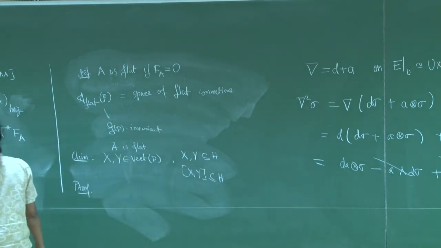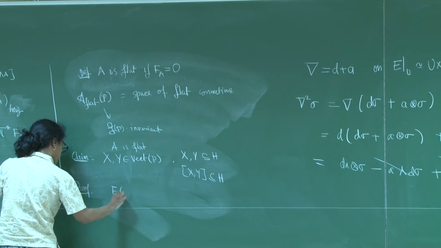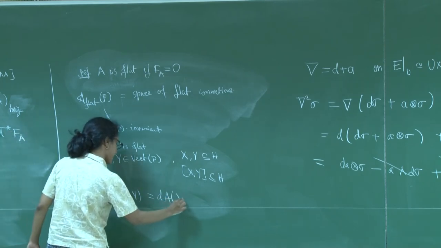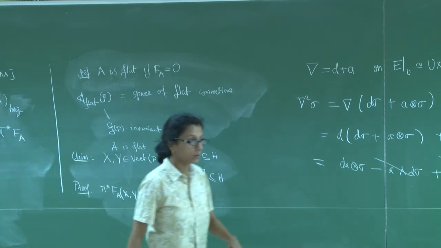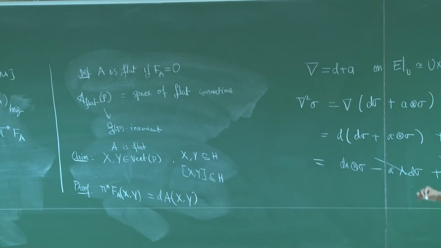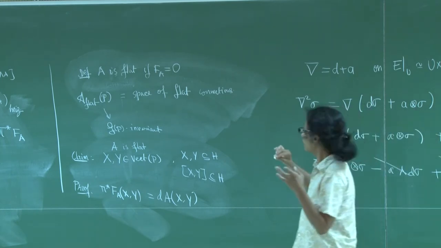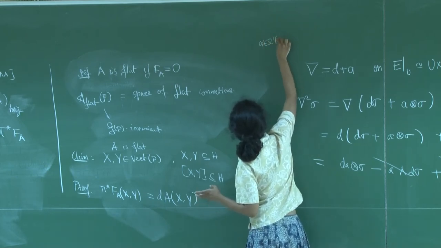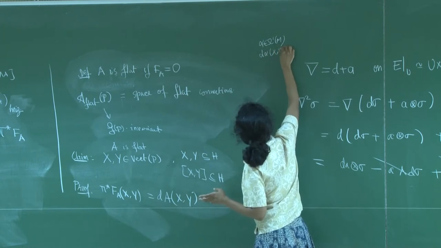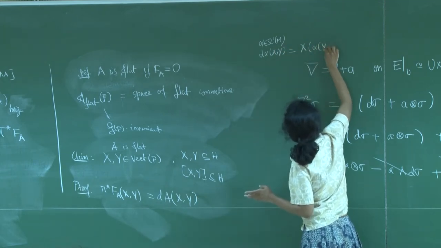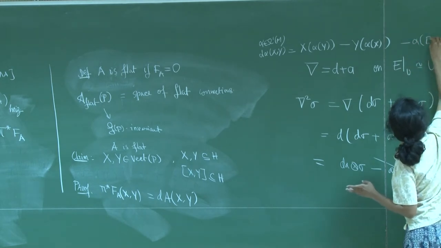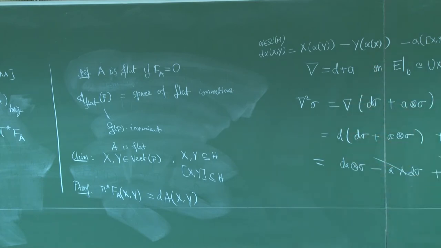Flatness somehow, so it's obviously, since both of these are horizontal, this is just plugging X and Y into D, right? And so there is a formula like this for a one-form. So alpha is a one-form. Some of you may have seen this in your manifolds class, but it's not terribly hard to derive.